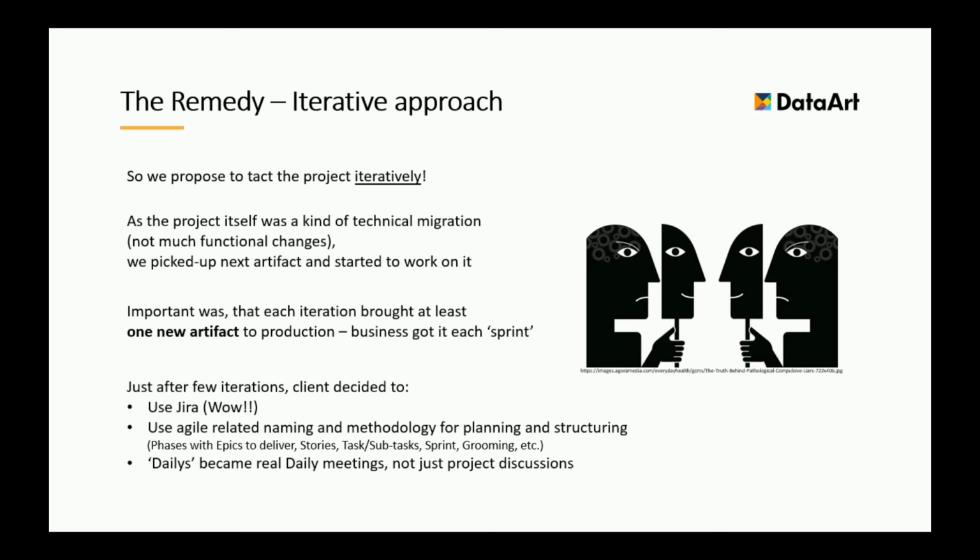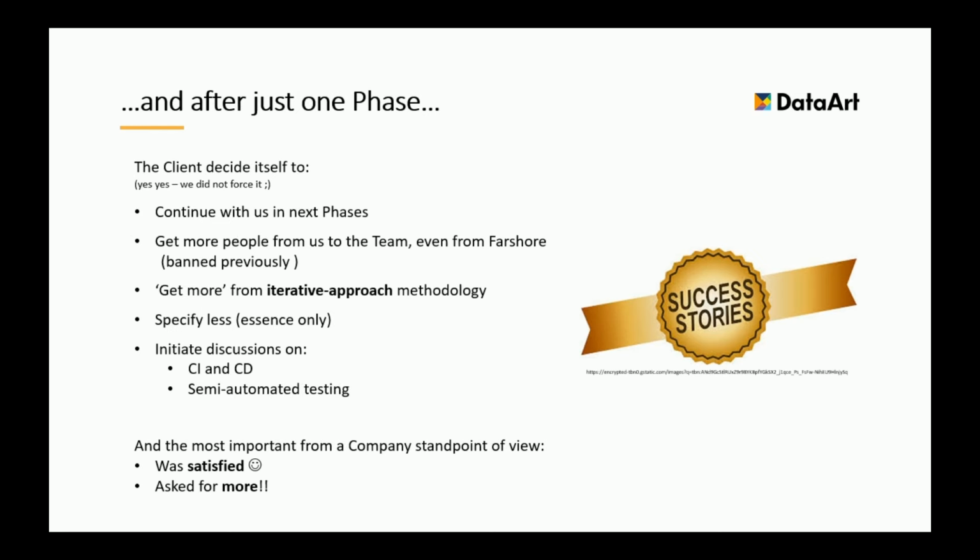Yeah, so they really cut the 45-minute to 1-hour meetings to 15 or 20 minute meetings with a classical round robin, and everyone says what's to do, what's next. That's all. They became really daily meetings. And after just one phase, which consists of 3 or 4 sprints, the client itself, we didn't force it to do so, continued to ask for the next phase.